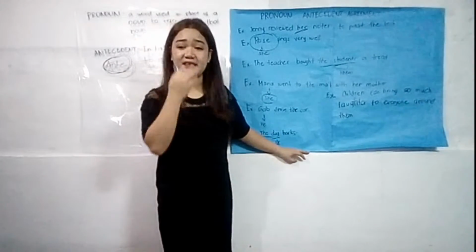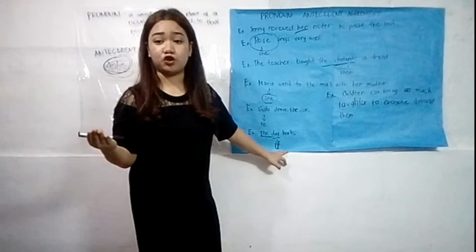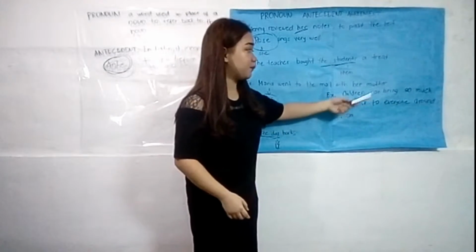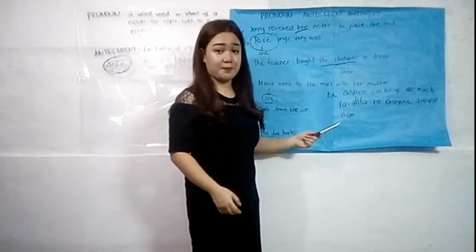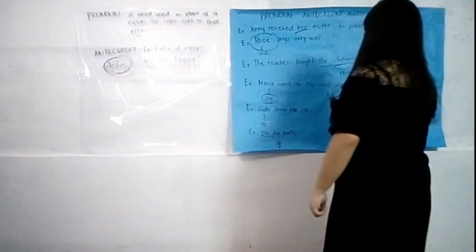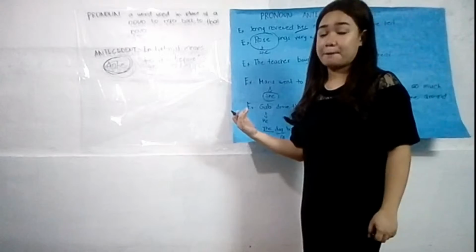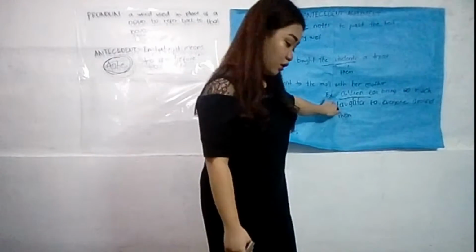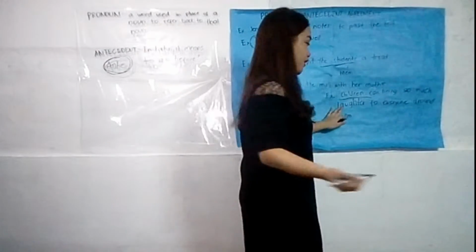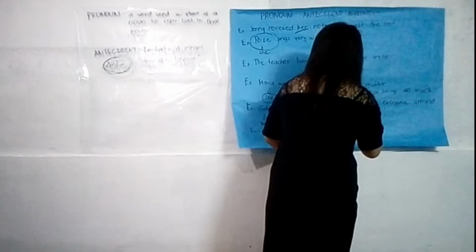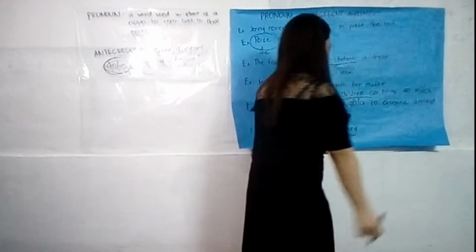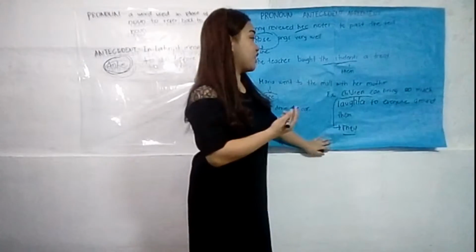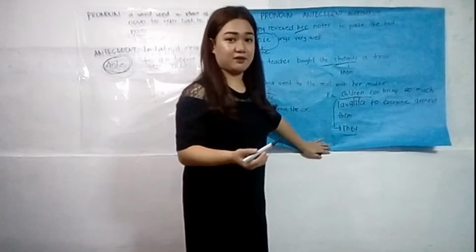Lastly, only a plural pronoun should be used in place of a plural noun. We have the example: children can bring so much laughter to everyone around them. In this sentence, children is plural, so the appropriate pronoun is they. As you replace it, it becomes: they can bring so much laughter to everyone around them.